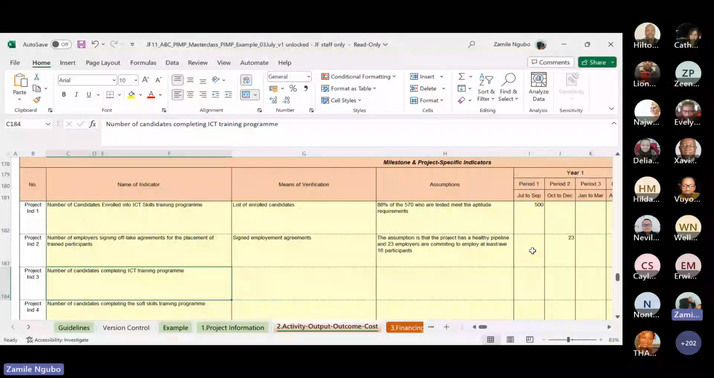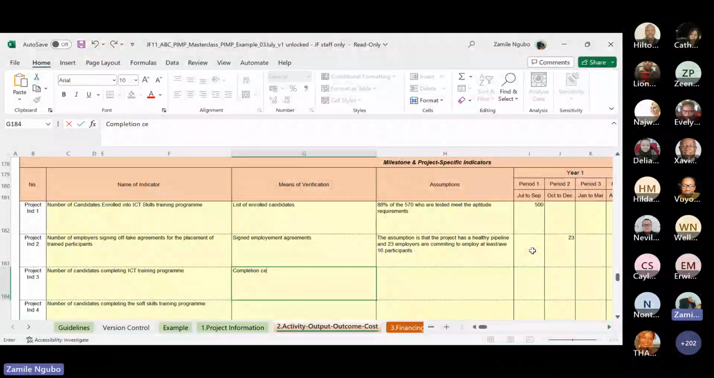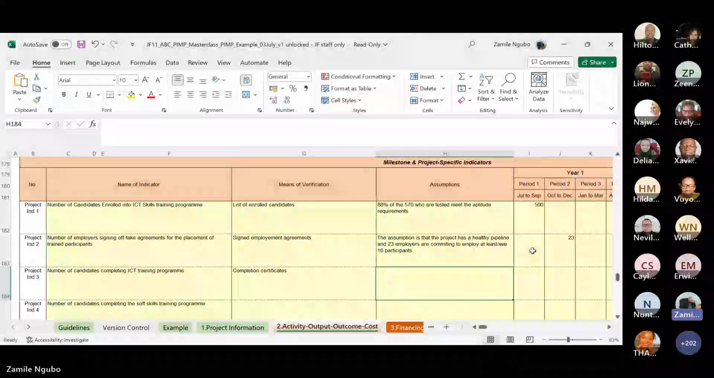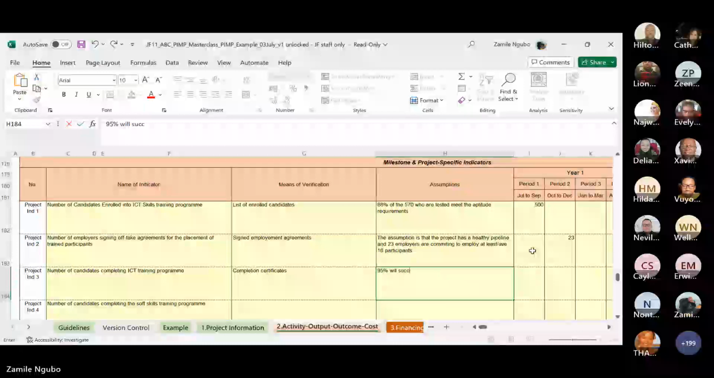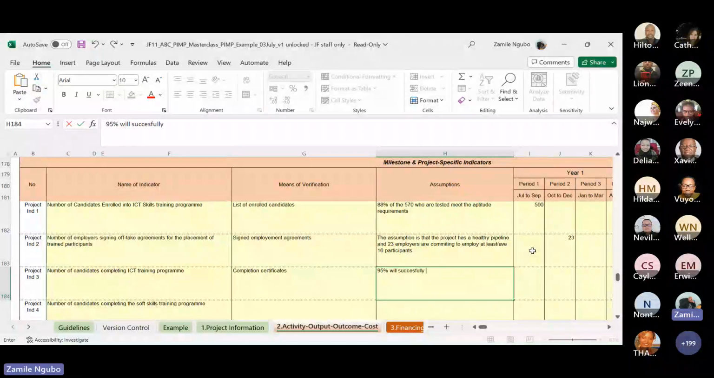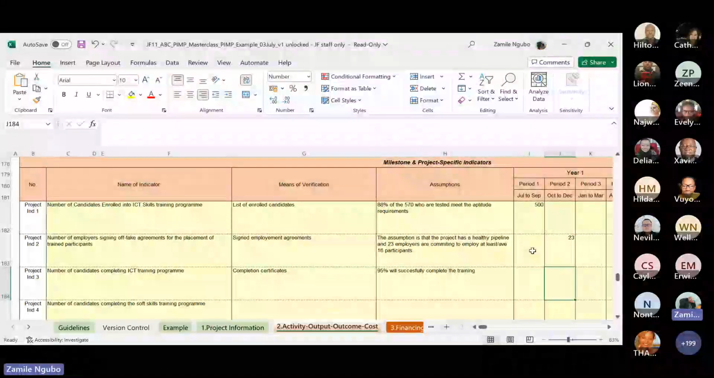So completion certificates will be our means of verification. And also we are assuming that 95% will successfully complete the training. So this leaves us with 475.